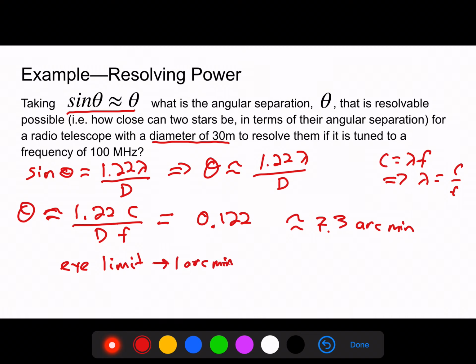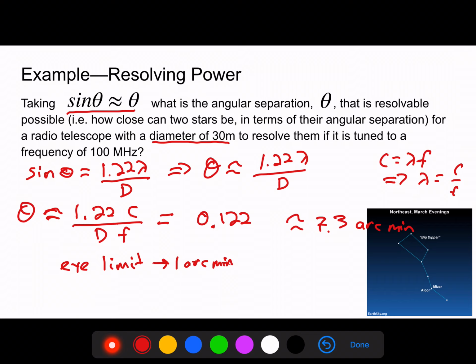An example of that you can look for in the night sky is the Big Dipper. In the handle of the Big Dipper, these two stars, Mizar and Alcor, are approximately 1 arc minute apart from one another in angular separation. And so if you look at that point carefully, you can tell that there are actually two stars there.